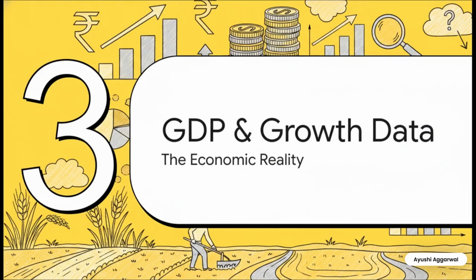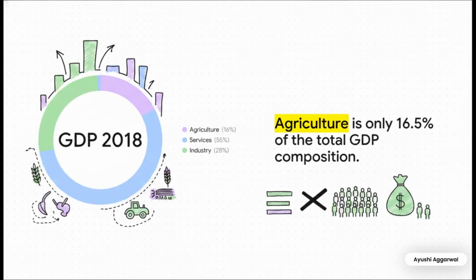All right, shifting gears to Section 3, GDP and growth data. Let's look at the economic reality. This macroeconomic segment pops up all the time in economy-based MCQs, so pay really close attention here. In 2018-19, services towered over everything at 55.3% of our GDP composition. Industry was at 28.6%, but agriculture, only 16.5%. Now hold on, recall the data we learned literally 2 minutes ago. We have 49% of our population depending on a sector that only contributes a tiny 16.5% to the GDP. This massive, glaring disparity really highlights the core structural challenge of the entire Indian economy.